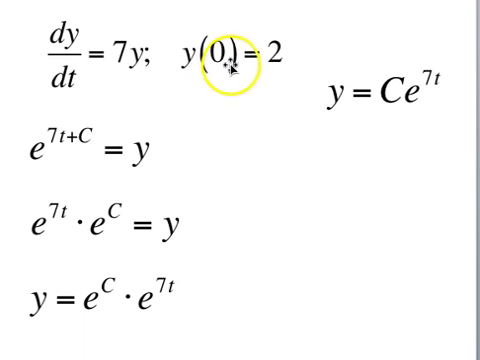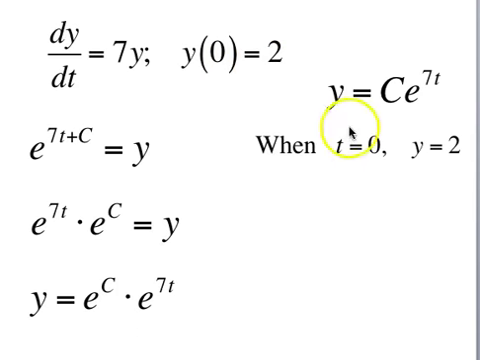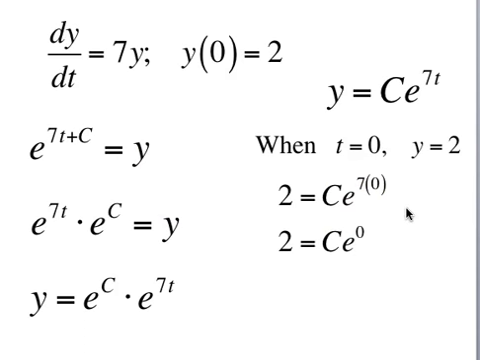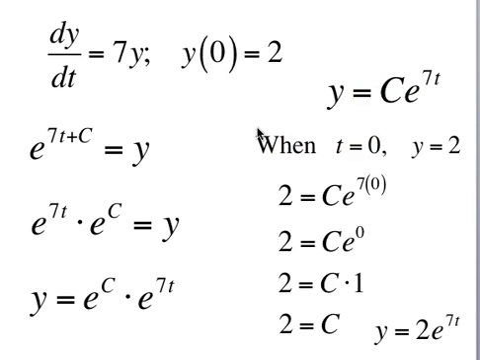y of 0 is 2. So when t is 0, y is 2. So let's take a look at that. Let's plug that in. So y will be 2 equals c e to the 7 times 0. 7 times 0, of course, is 0. So we get 2 equals c times e to the 0. e to the 0 is 1. 2 equals c times 1. 2 is c. So the way we finish this differential equation is we substitute this 2 in for c, and we get y equals 2e to the 7t.